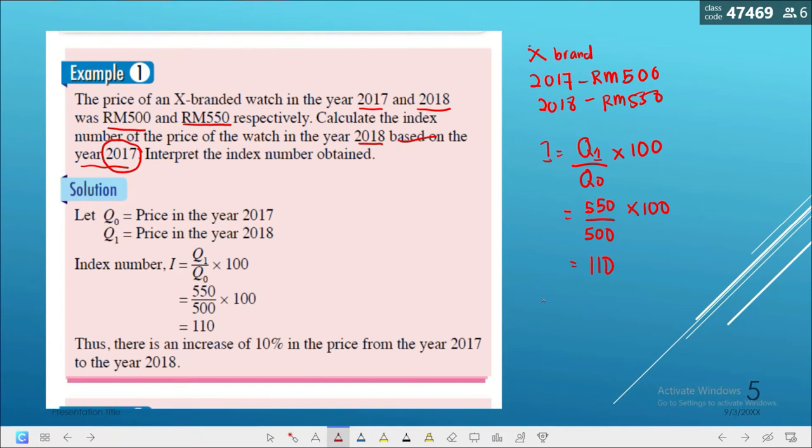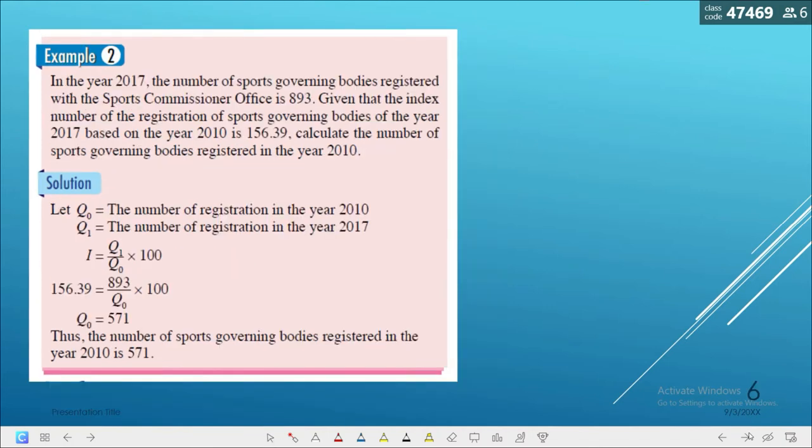Okay, so you can put here that there is an increase. This one also already has the answer here. You can put that there is an increase of 10% in the price from the year 2017 to the year 2018. So you just minus 100. You will get 110, so 110 minus 100, you get 10. So 10% is the percentage of increase for the price of the X branded watch. Okay, so this is example 1. Let's take a look at example 2.